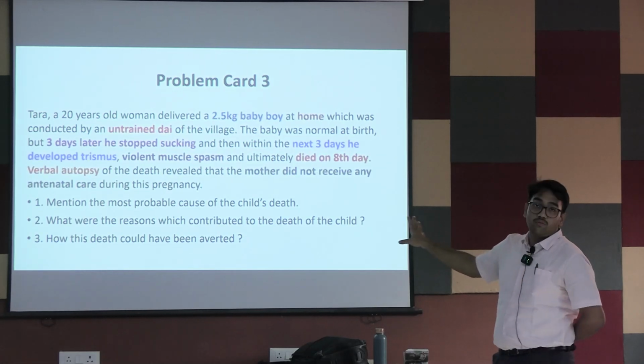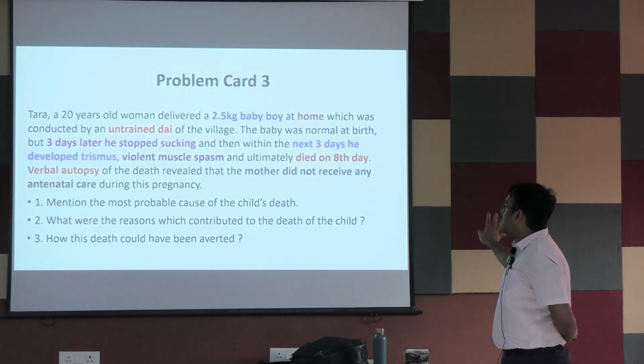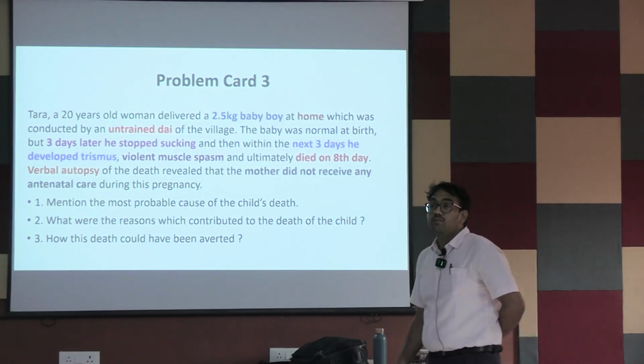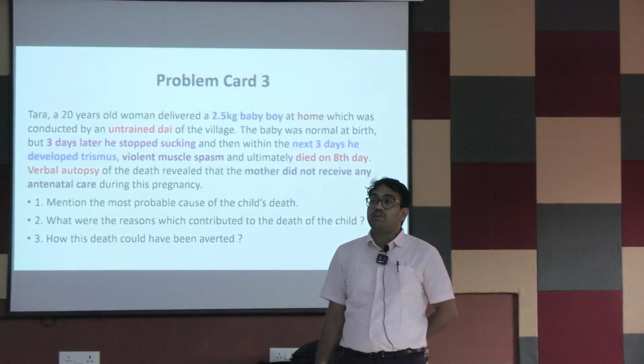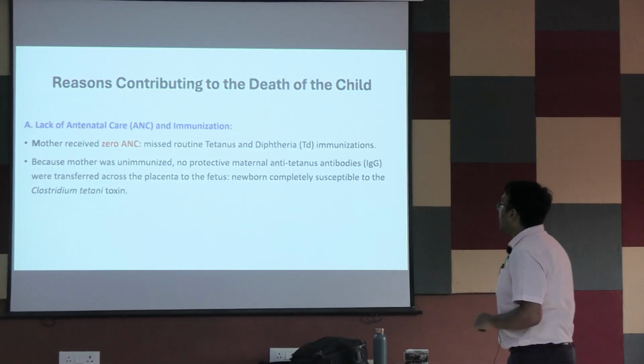We had 3 questions. What is the most probable cause of death? We have discussed that. What were the reasons which contributed to the death of this child? We have discussed. And how could this death have been averted? We have discussed it. Any questions so far? Okay. So we will move on to the last problem card.